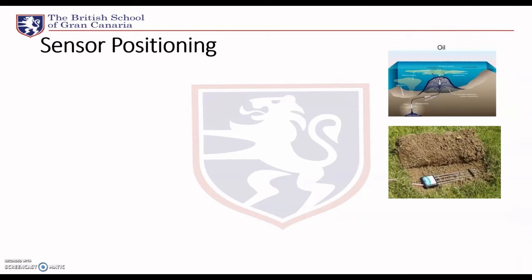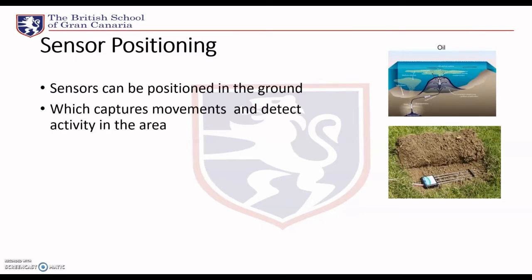So we can position sensors. So here's an example of a sensor here. Obviously, many sensors may be put even further into the ground, and we try to look for things like oil. So you can see we're looking for oil here beneath sea level. So the sensors can be positioned into the ground, and then they can capture movements and detect activity in that area.